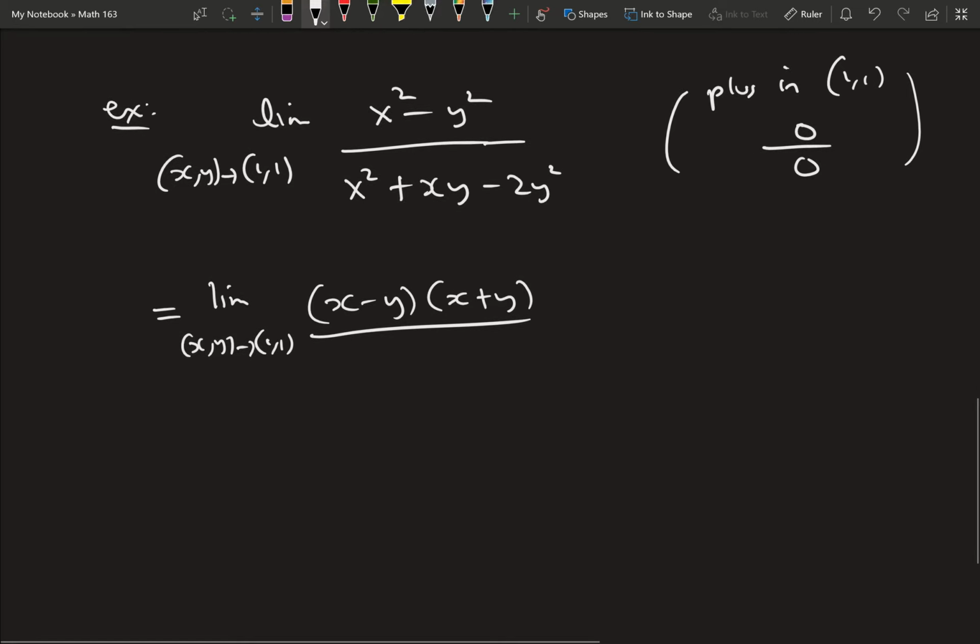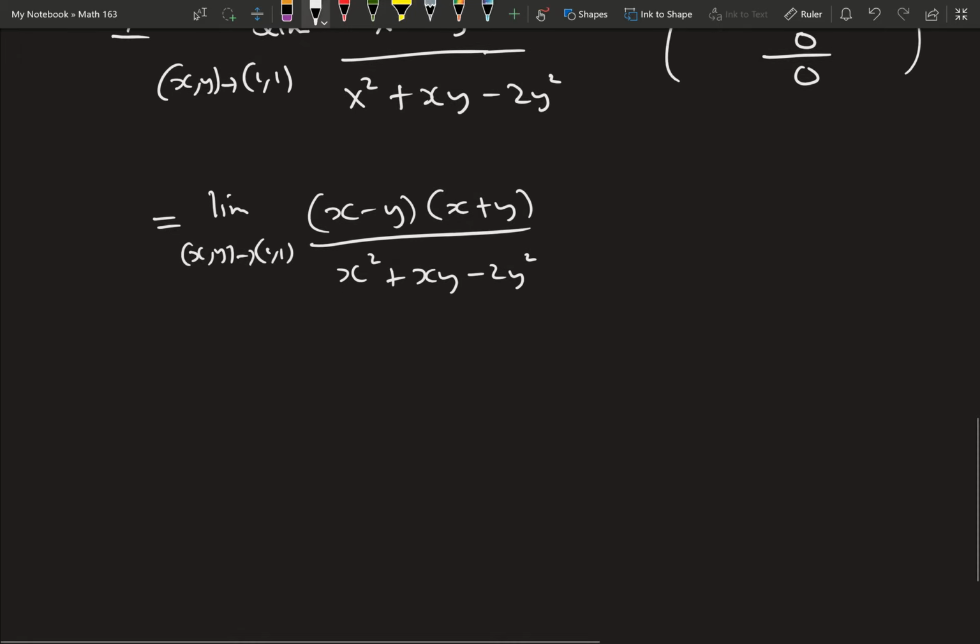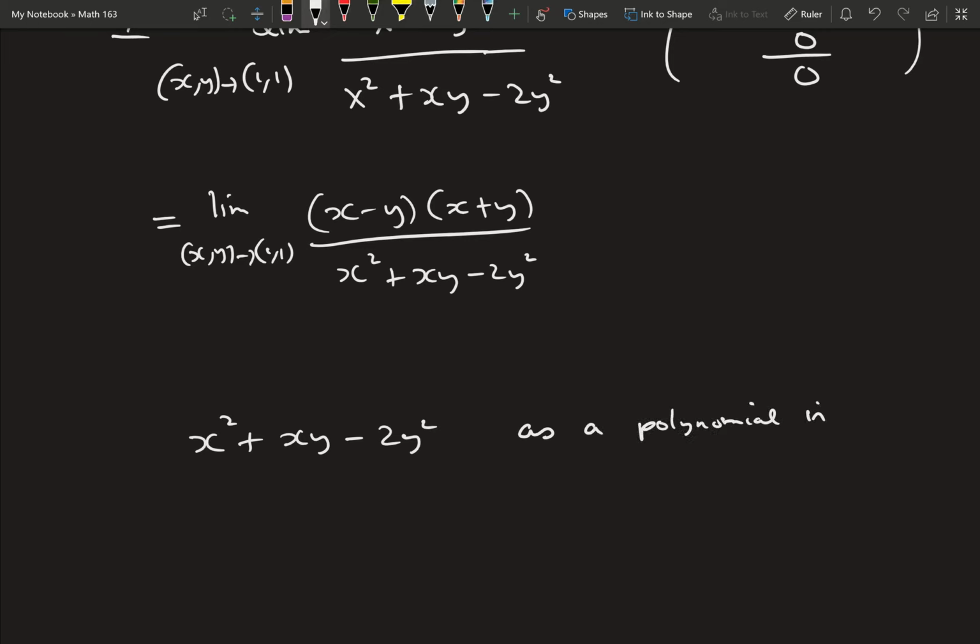So what I'm going to spend some time on here first before we finish up the problem, because once you've factored it, you cancel factors. It's just like the single variable process. But let's just look at this algebraically. x squared plus xy minus 2y squared. And we're going to think of it as a polynomial in x. So the y is like your b, this is bx, and this entire thing here is your c term.